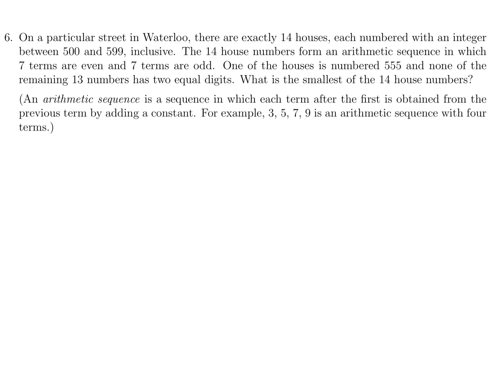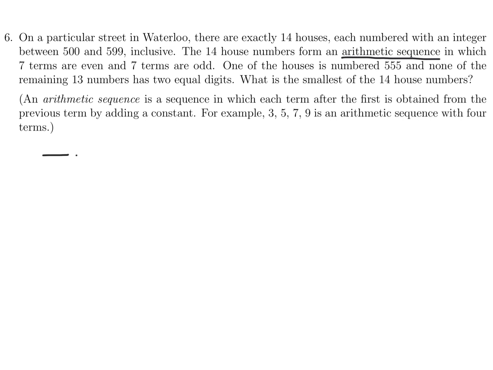On a particular street in Waterloo, there are exactly 14 houses, each numbered with an integer between 500 and 599 inclusive. The 14 house numbers form an arithmetic sequence in which 7 terms are even and 7 terms are odd. One of the houses is numbered 555, and none of the remaining 13 numbers has 2 equal digits. What is the smallest of the 14 house numbers?